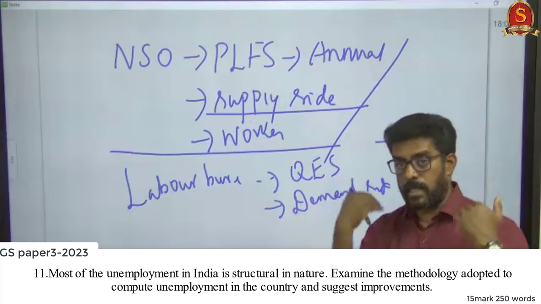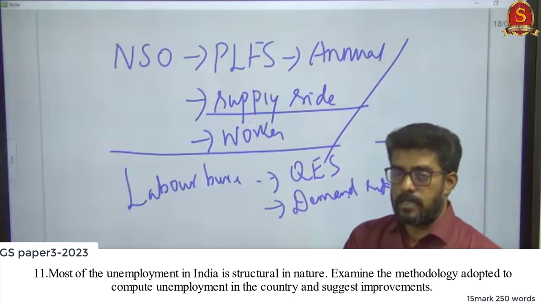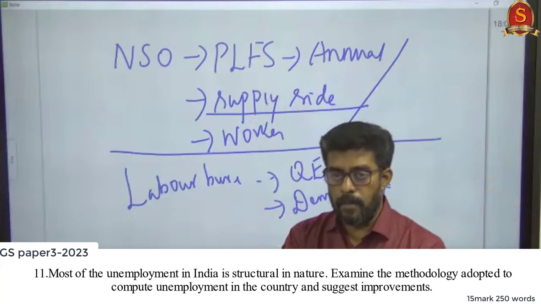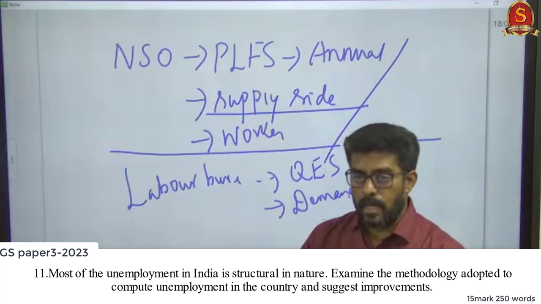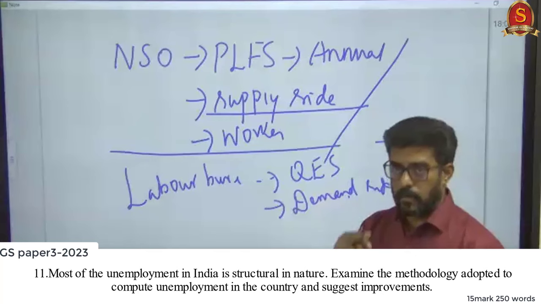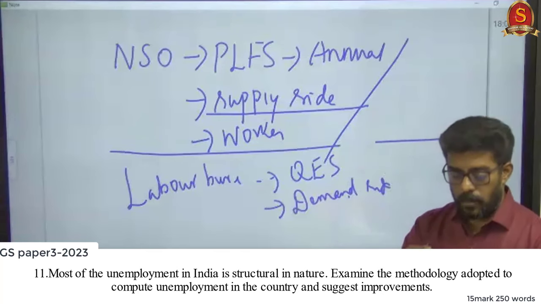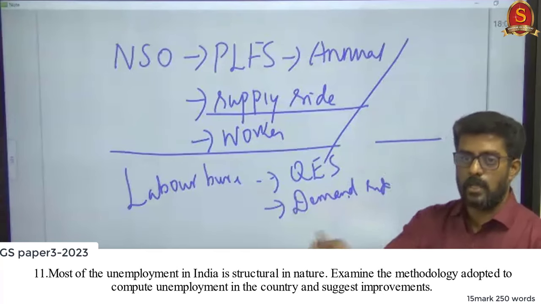Normally, data are collected from them. We ask them how many employment opportunities, how many jobs you gave during last year, last month. How many jobs are vacant in your companies? Vacancies, and then about the postings. And then about the people who resigned their jobs.